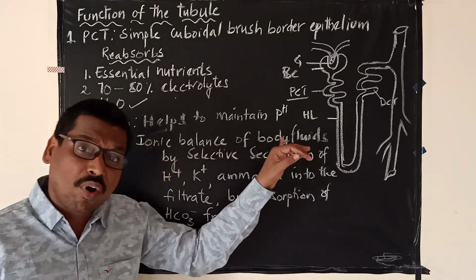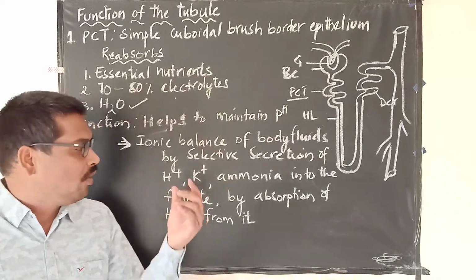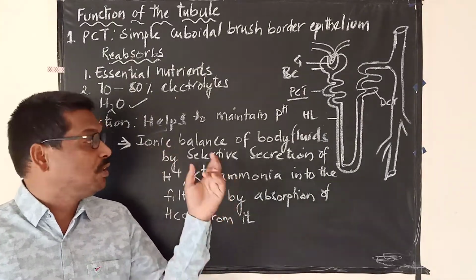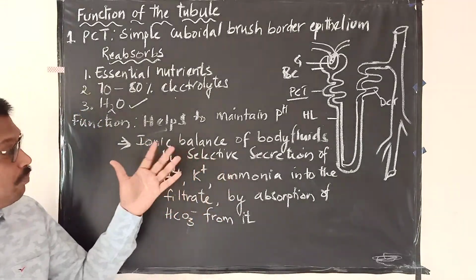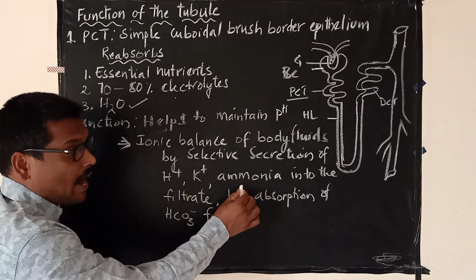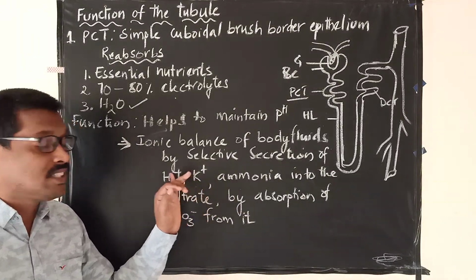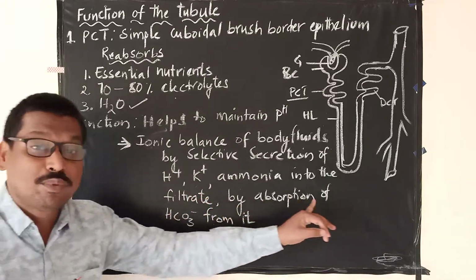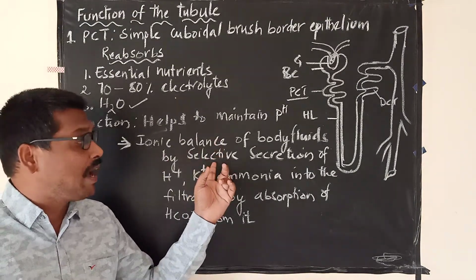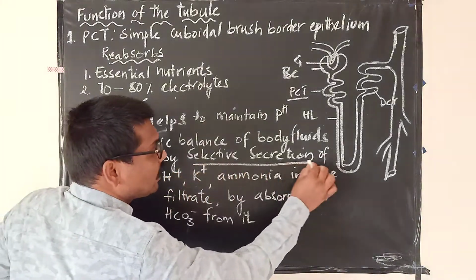And ionic balance of body fluids is maintained by selective secretion. It selects and secretes based on what is required and what is not required. So by selective secretion of H plus ions, K plus ions and ammonia into the filtrate, along with absorption of bicarbonates from it, it maintains the ionic balance and also the pH. So a selective secretion is taking place.